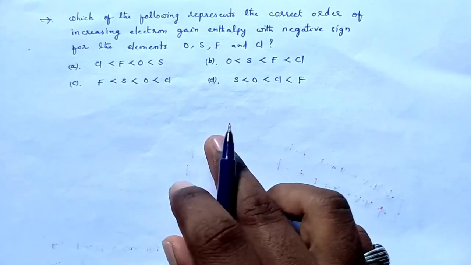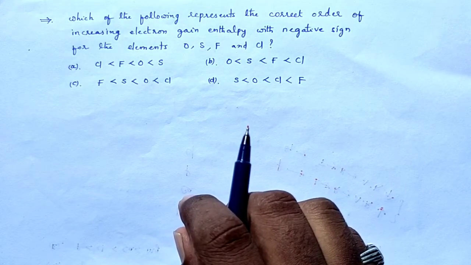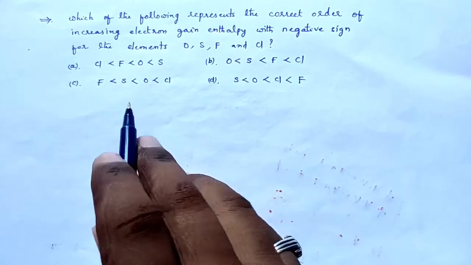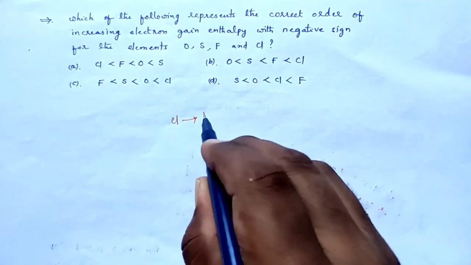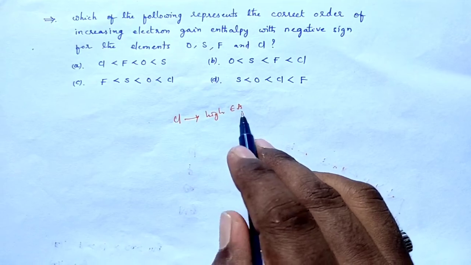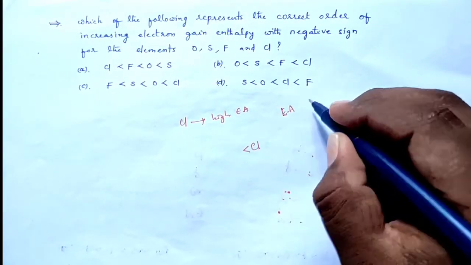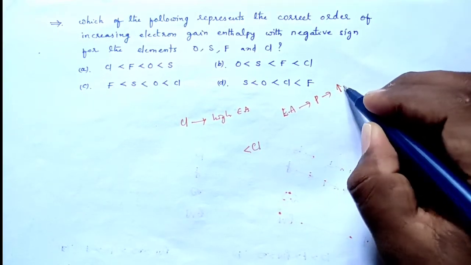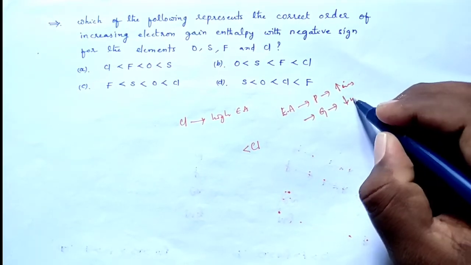Which of the following represents the correct order of increasing electron gain enthalpy with a negative sign for the elements oxygen, sulfur, fluorine and chlorine? We know that among all periodic table elements, chlorine has the highest electron gain enthalpy, or we can say the highest electron affinity. So chlorine will come first in the order, right? Electron affinity in a period from left to right is increasing, whereas in groups from top to bottom it is decreasing.